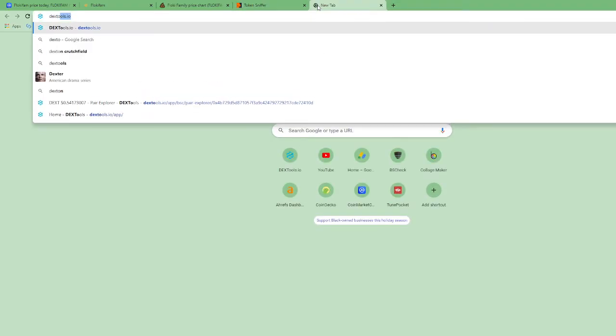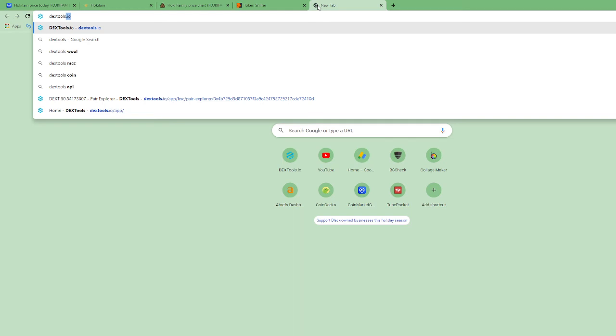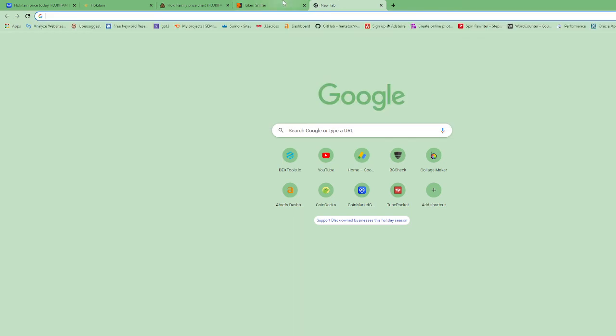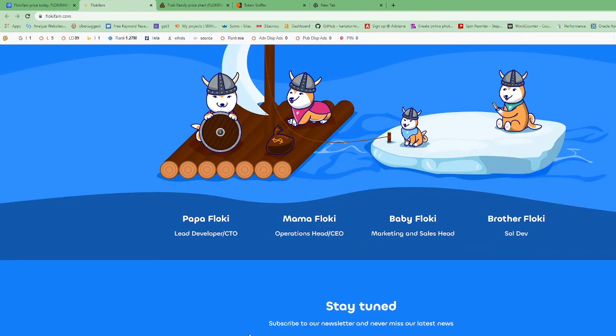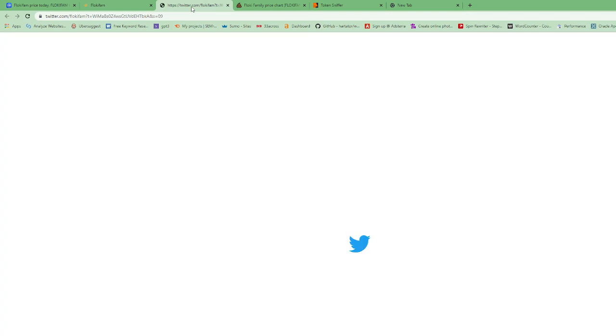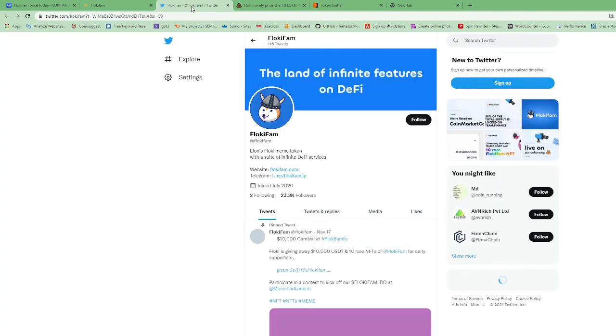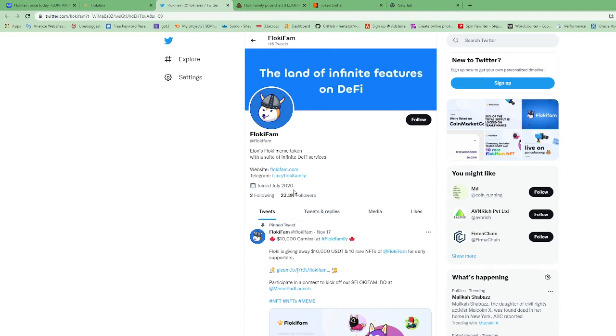Let's go look on Dex Tools. Well, I don't think we really need to use Dex Tools right now, but we can go back to their website. They would have their social media at the bottom. So let's go look at their Twitter and see how many followers they have. They joined all the way back in 2020, and they have 23,000 followers. You guys can come over here to their Twitter, follow them, and start asking them certain questions.